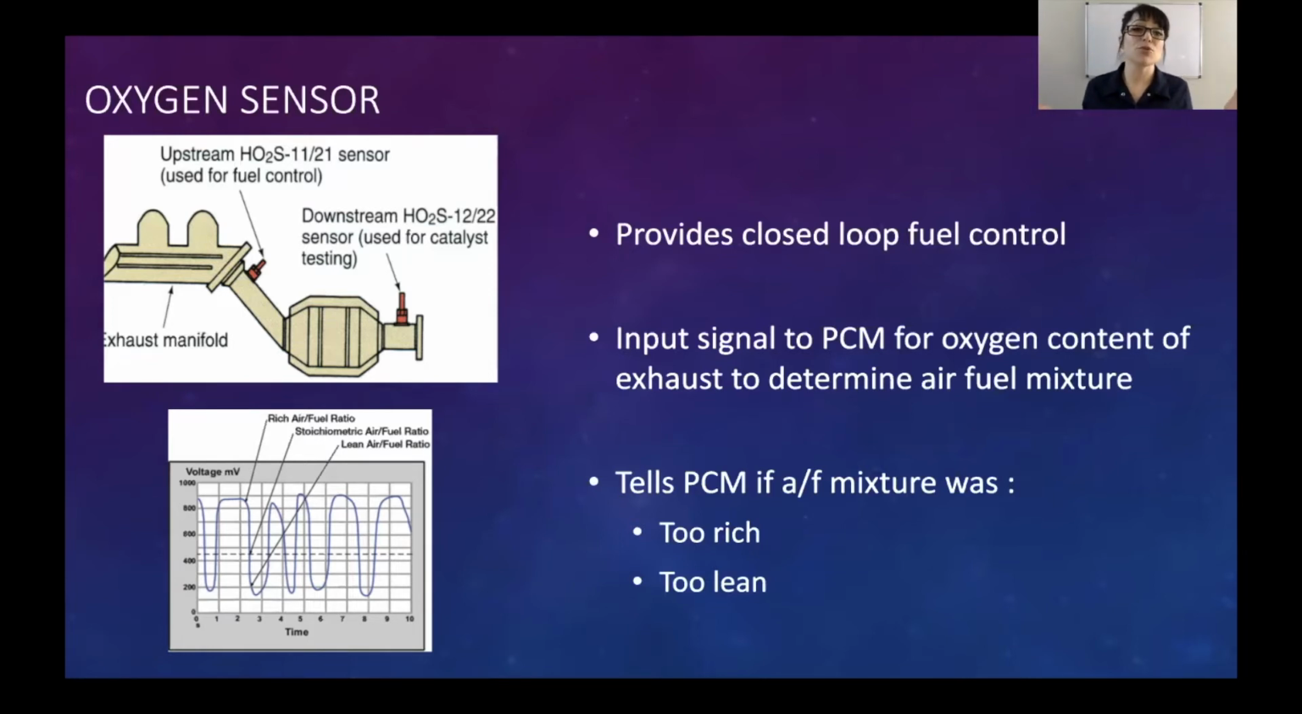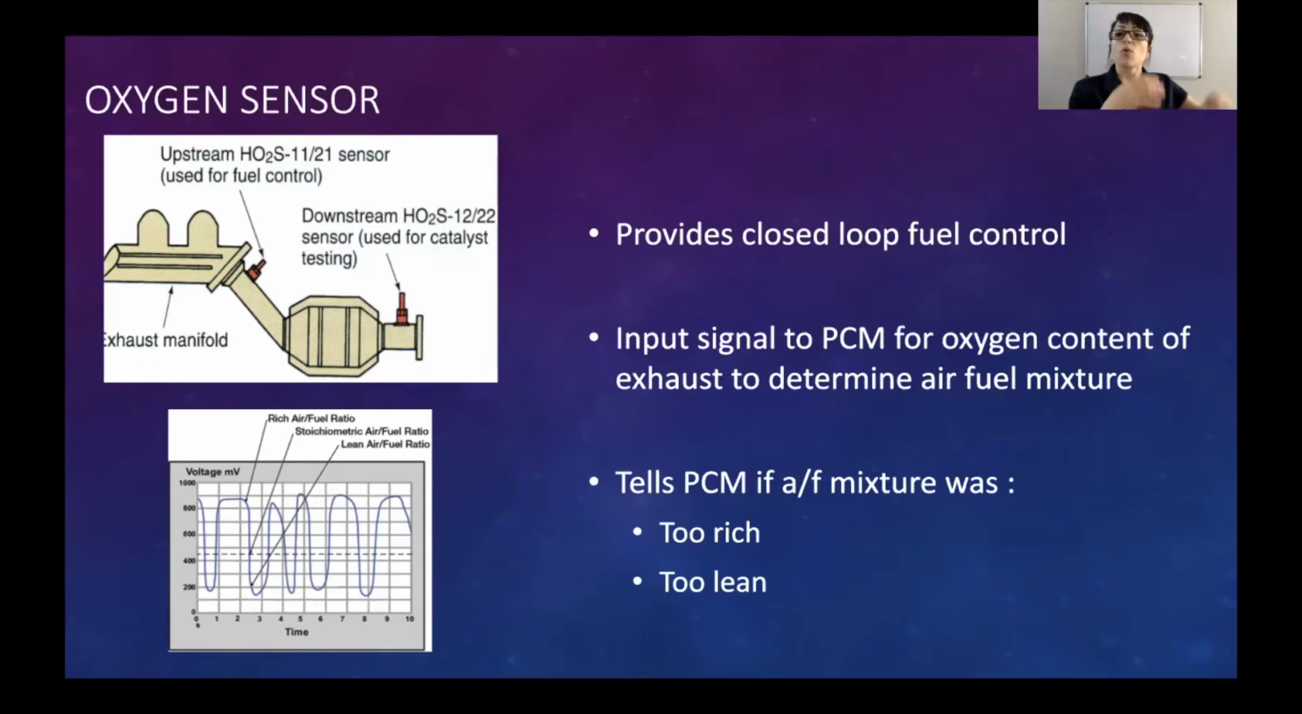New vehicles go into closed loop really fast because everything gets heated up really fast. So HO2 is a heated oxygen sensor. The upstream is to tell the computer if the air fuel mixture was rich or lean. And if it was too rich, it'll send a signal letting the PCM know.